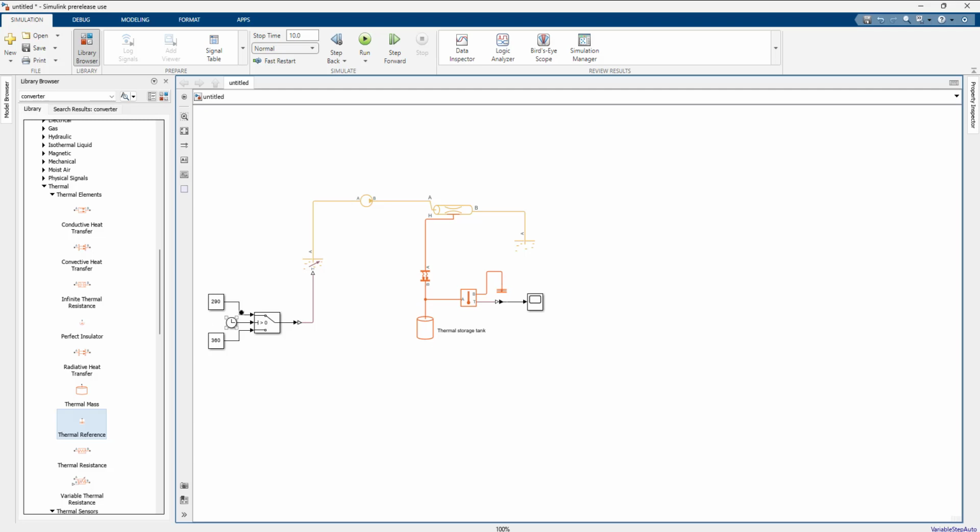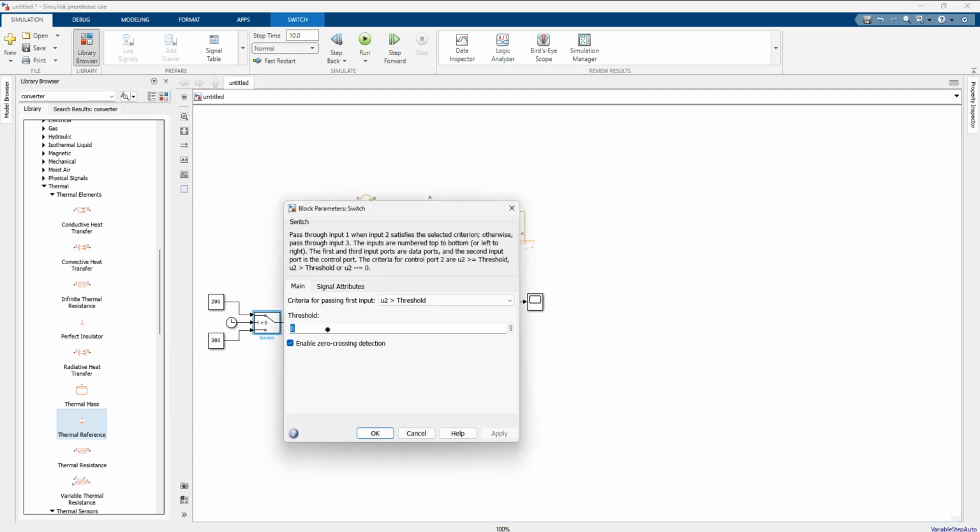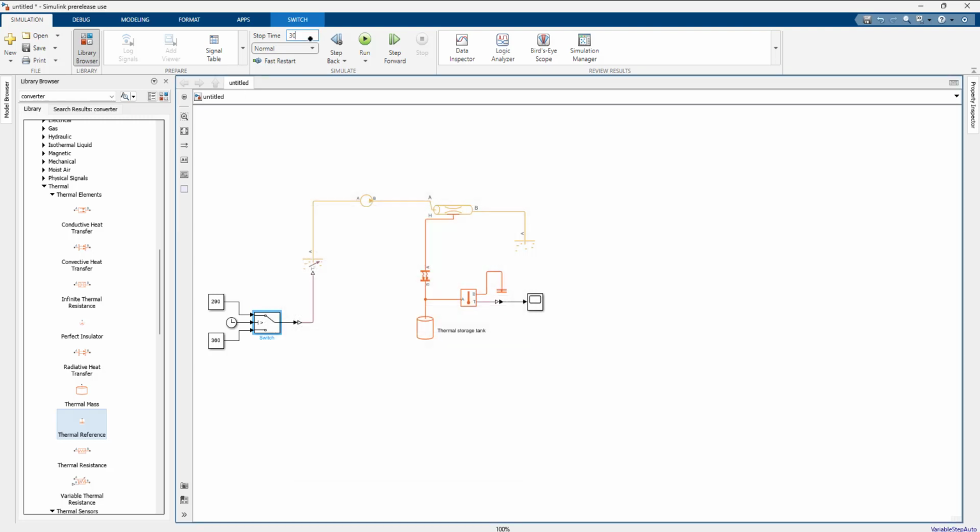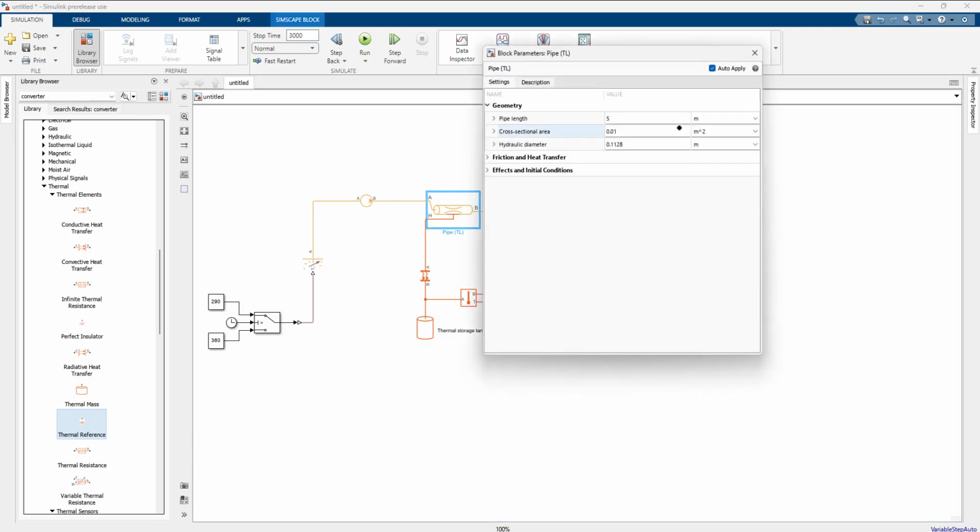And I set the value for threshold 1500, set the time 3000, and the mass flow rate. Okay, I should set the area of the heat exchanger, which is equal to 1 square meter.